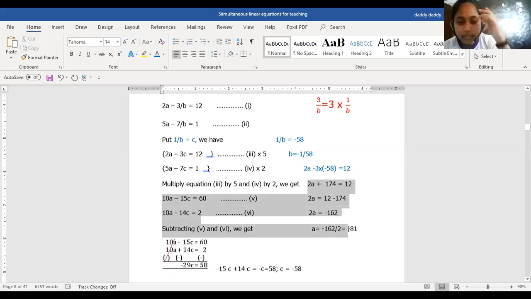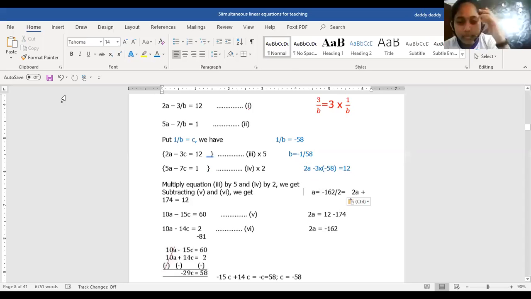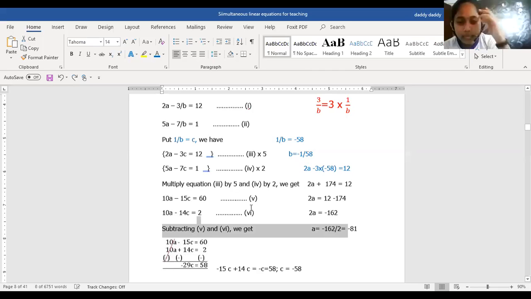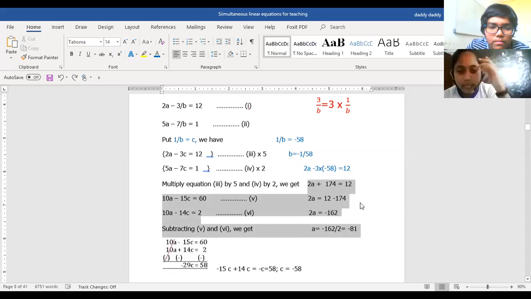Wait. First, you had a doubt, right? Yes, ma'am. What was the doubt? Ma'am, the doubt was the 58 was in the beginning. B is equal to minus 1 upon 58. So how did you go in the numerator? See, 1 upon b is minus 58. Therefore, b is equal to minus 1 upon 58. Till here you understood? Yes, ma'am.